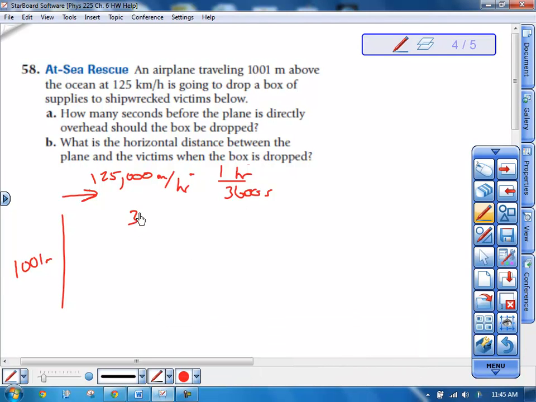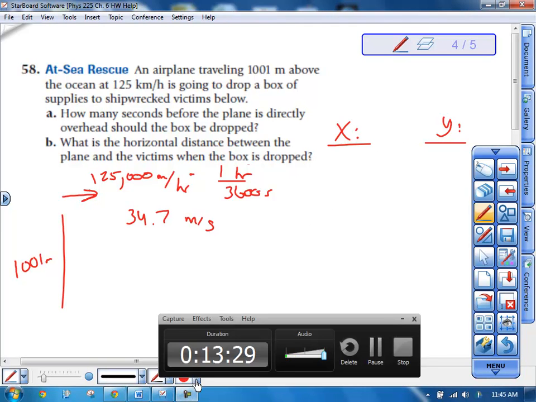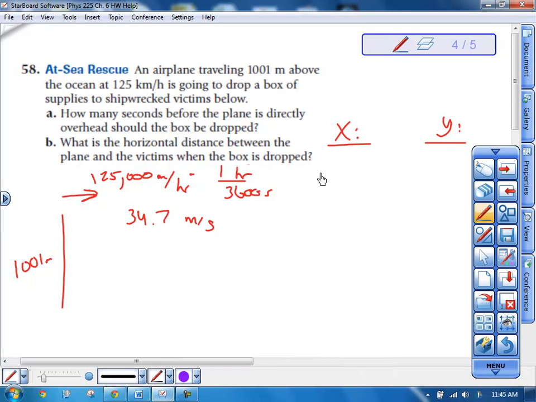So we're going to use 37.7 meters per second for our initial velocity. So let's go ahead and fill out all the x and y information. We have the initial velocity in the x is about 34.7 meters per second. Final velocity in the x should be the same, right? So we just do average acceleration in the x. Distance we don't know. Time we don't know.